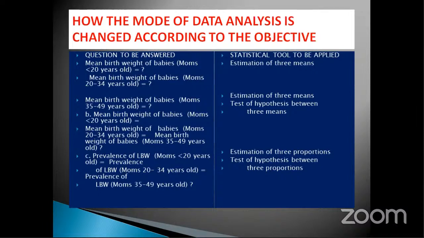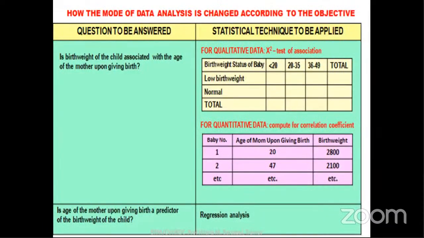But then you need to test the hypothesis later, and you will use now a z-test to determine if the proportion is significant. All right. So this is how your objective changes your data analysis. So the data analysis actually is dependent on your objective.